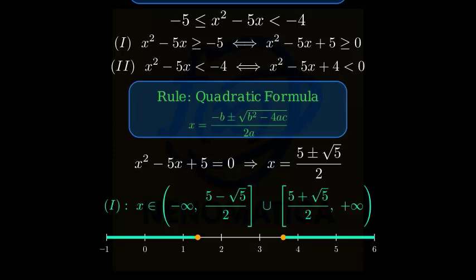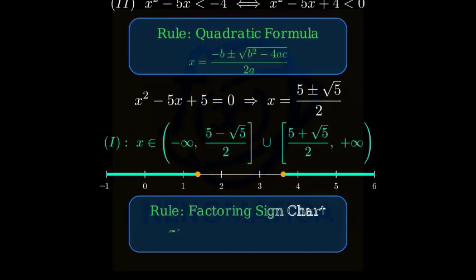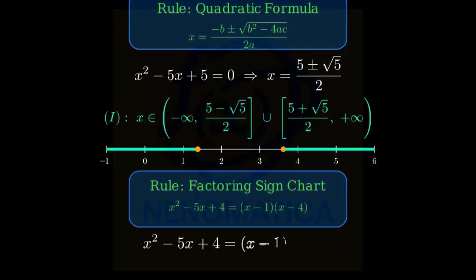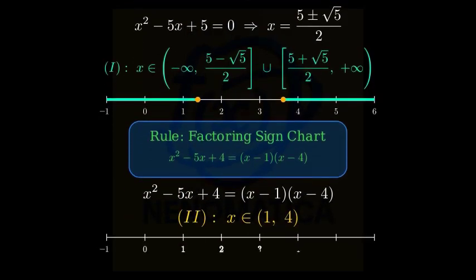Step 4, factor the second quadratic. x squared minus 5x plus 4 equals x minus 1 times x minus 4. For a product to be negative, x must lie strictly between 1 and 4.